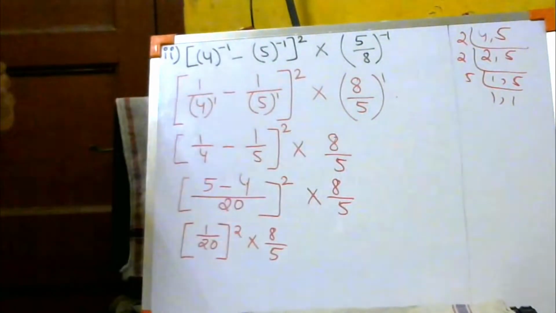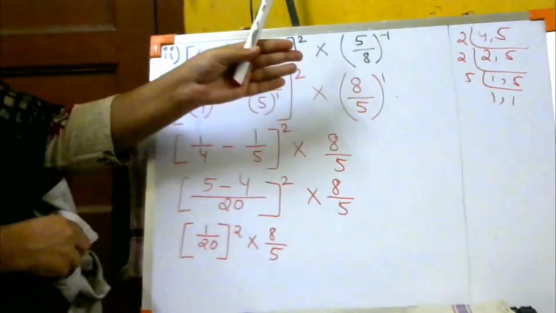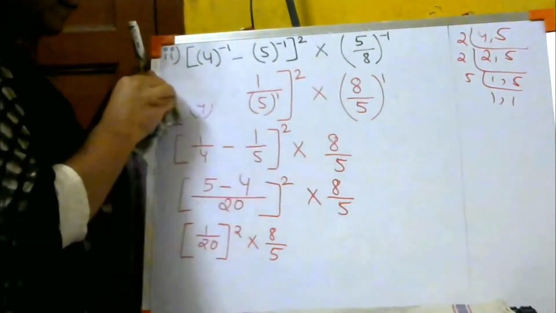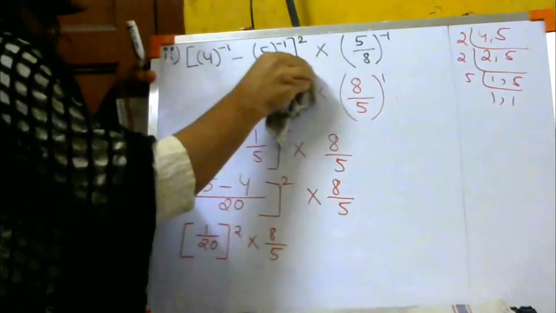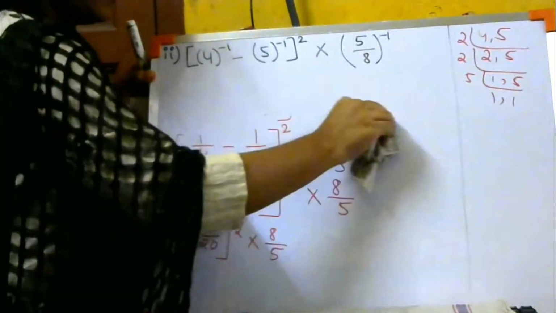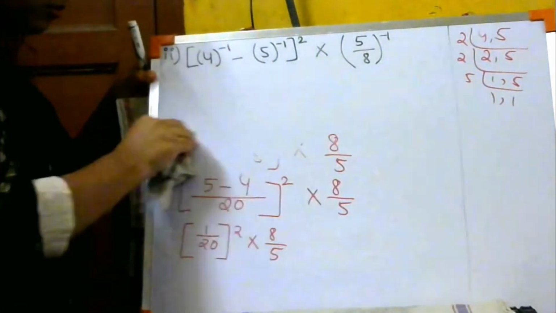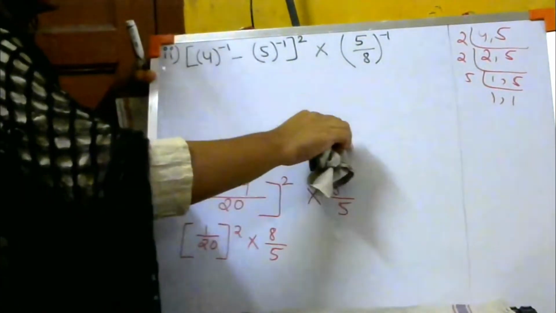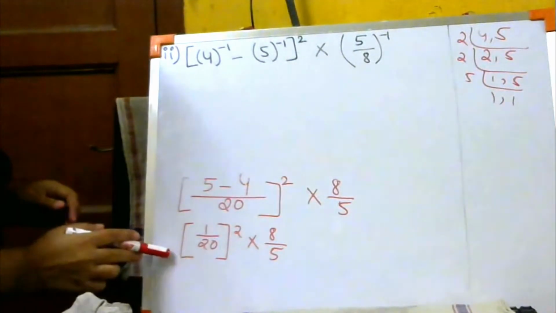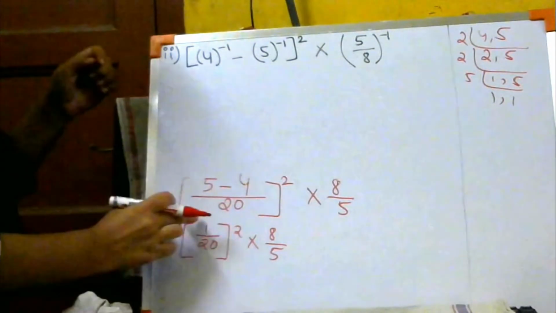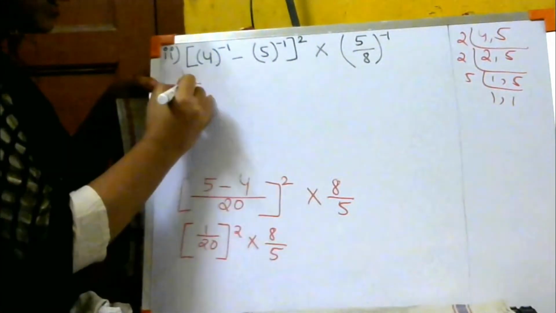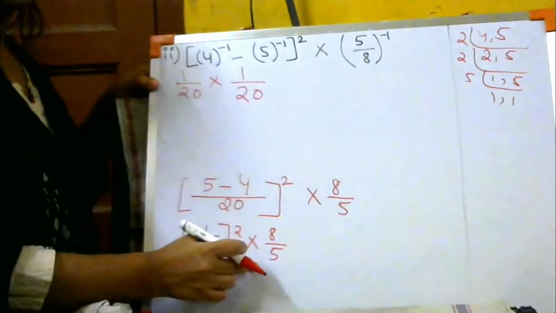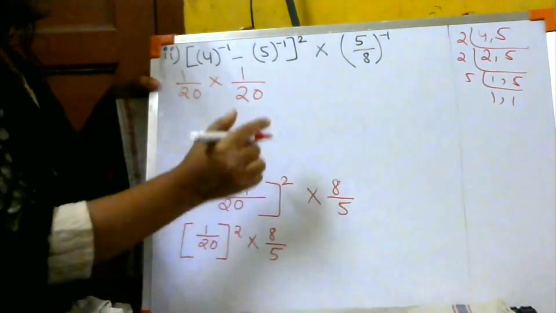If you people have copied these sums, the beginning portions down, then I am going to just erase it. Otherwise, you people can see the video again and again if you want. I think you know how to do this. So I am continuing this portion at the top. So 1 by 20 whole square means 1 by 20 into 1 by 20, and here it was outside already, into 8 by 5.